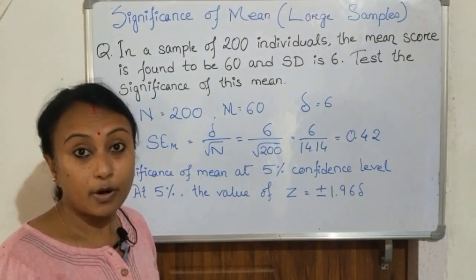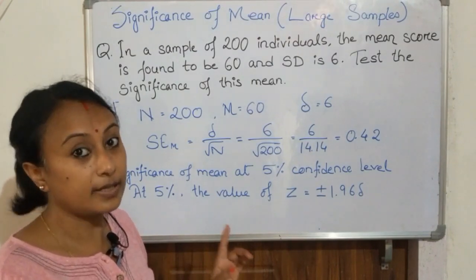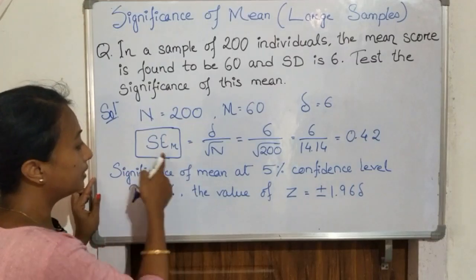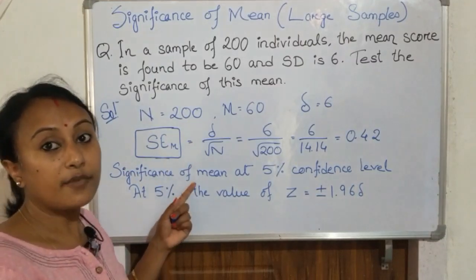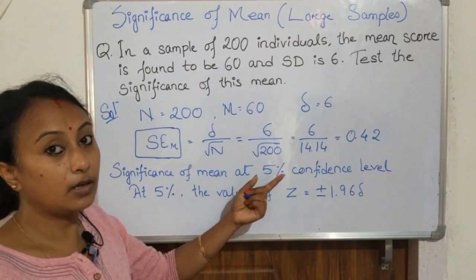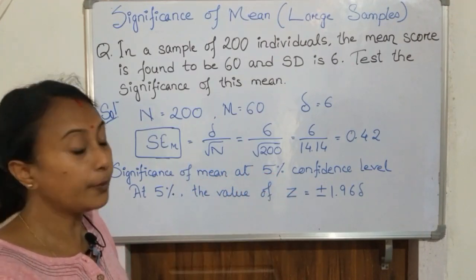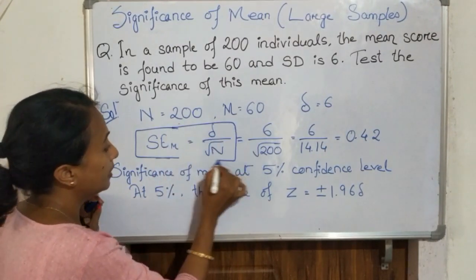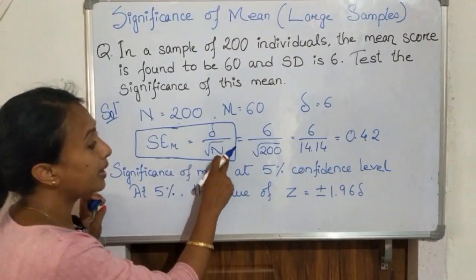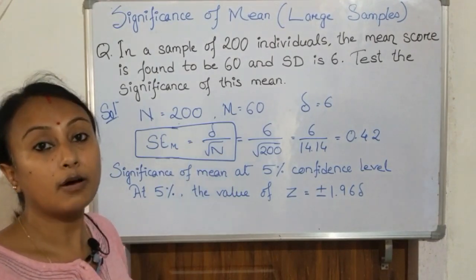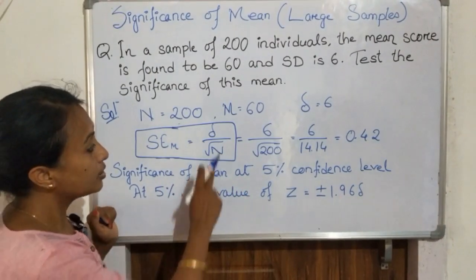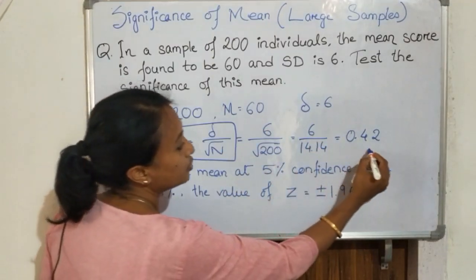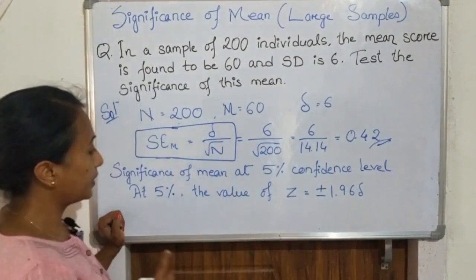The first step for solving this question is to find out the standard error of mean. You have already found this formula in our previous video. Standard error of mean is equal to standard deviation divided by root over n, the size of the sample. Here standard deviation is 6 and n is 200, so it comes to be 0.42.